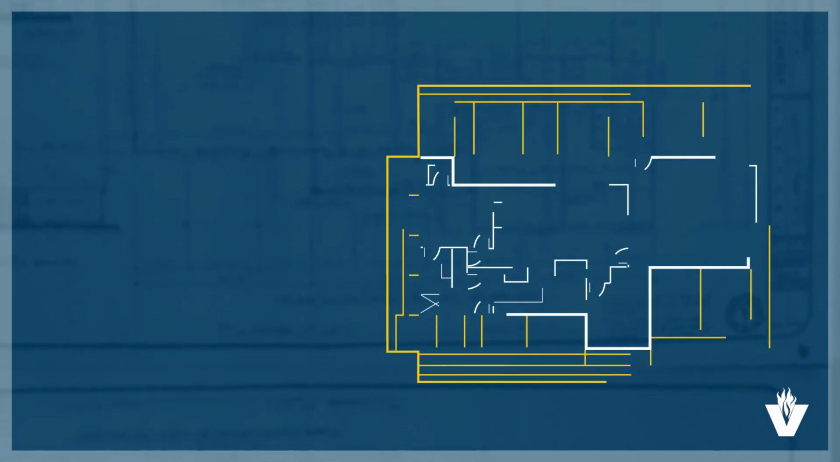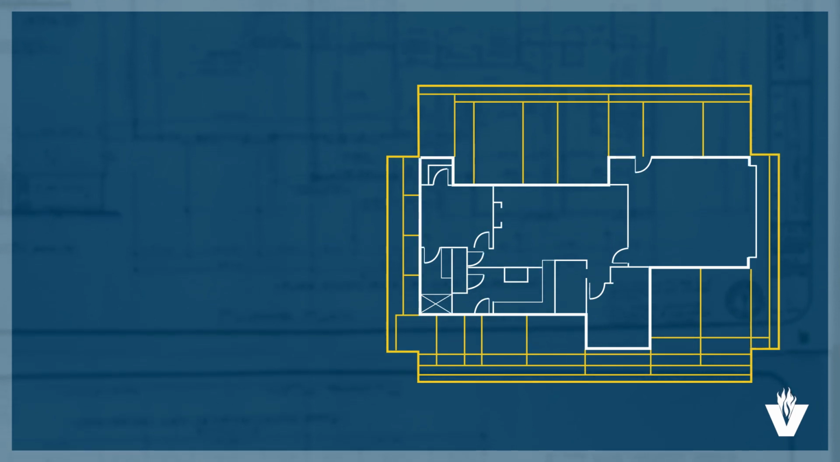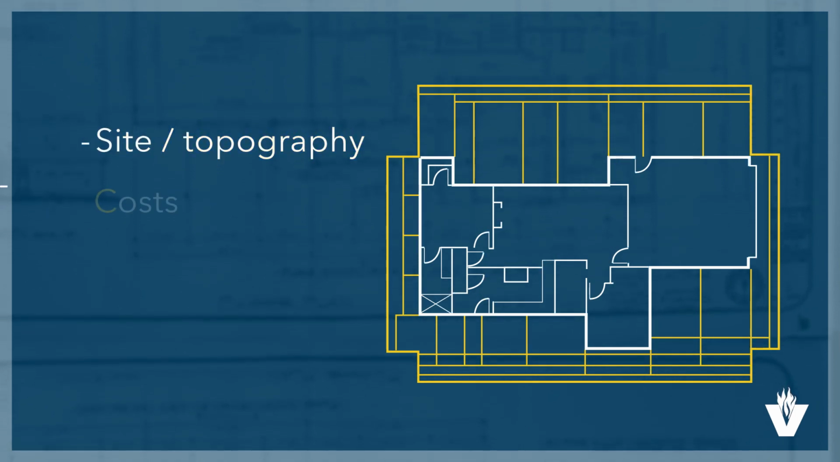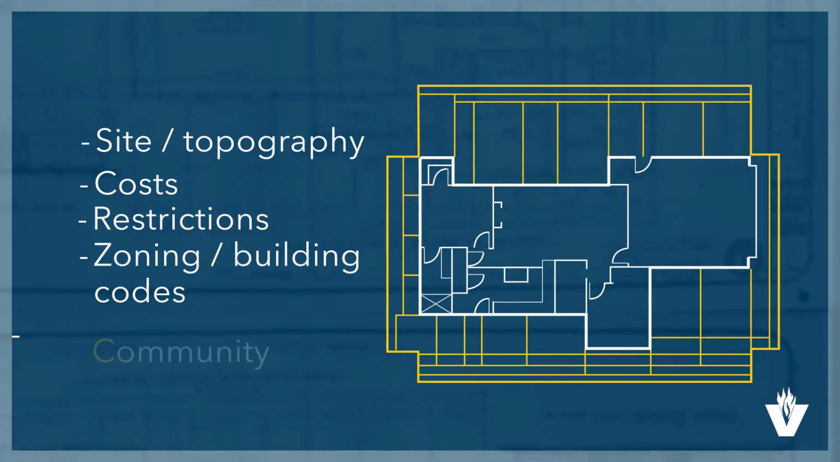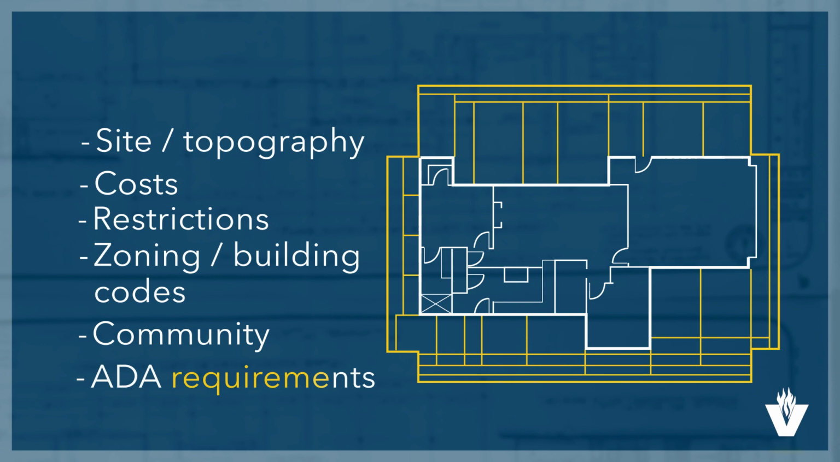Both commercial and residential buildings will have design considerations such as the site and topography, costs and restrictions, zoning and building codes, the community, and potential ADA requirements. It's important to gather all this information while planning the floor plan and reference it often.